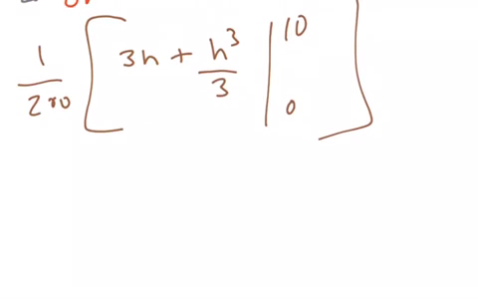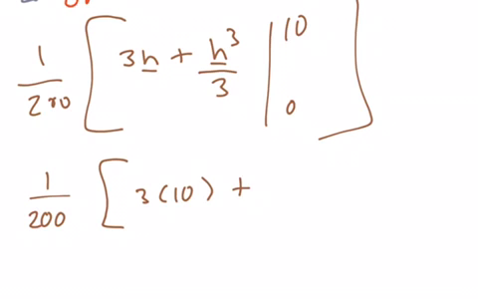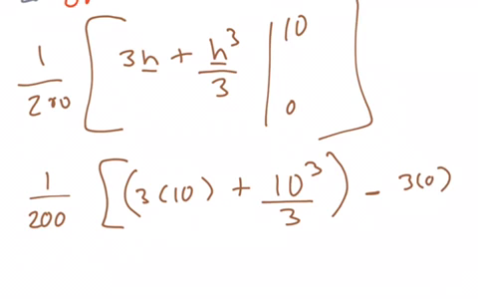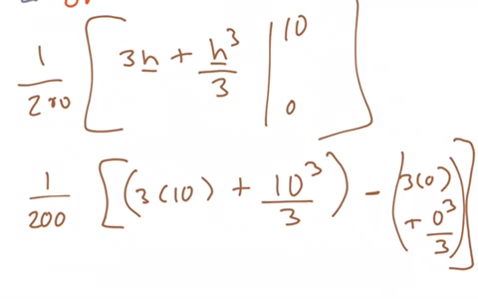Okay, so we keep going. We have 1 over 200 times, and because these are just h's here, with no other values, all we have to worry about is 10. So this is 3 times 10 plus 10 cubed over 3. And just to be clear, the other part would be subtracting 3 times 0 plus 0 cubed over 3. You wouldn't need to do all that math there, that's just 0.